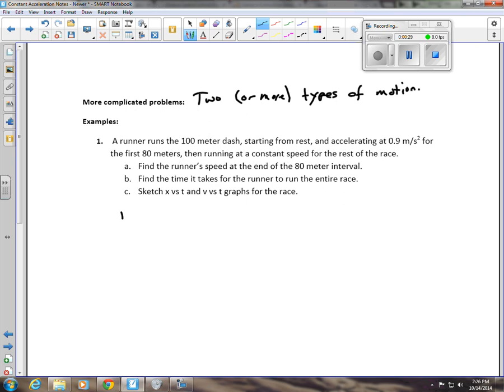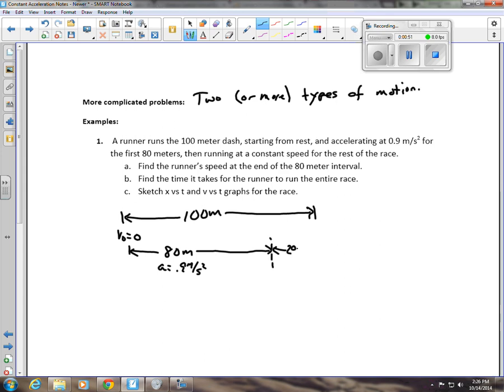So if I was to sketch that, it would look something like this. Here's the whole 100 meters. My information is telling me that he starts from rest, from 0 to 0. And for the first 80 meters, his acceleration is 0.9 meters per second squared. For the rest of it, which is 20 meters, I know that his acceleration is 0 because he's going at constant speed. So that's okay.